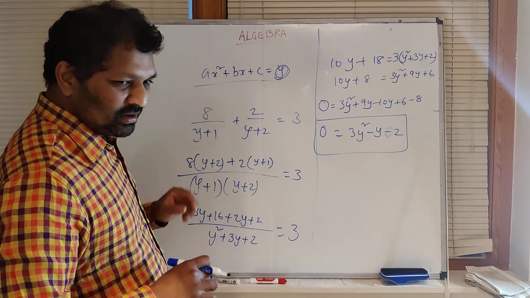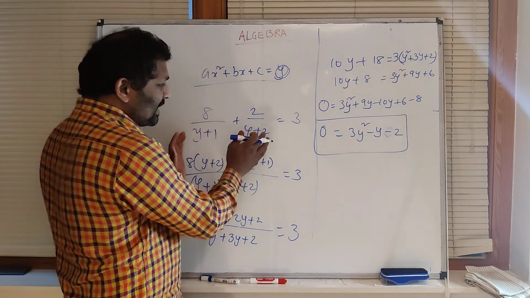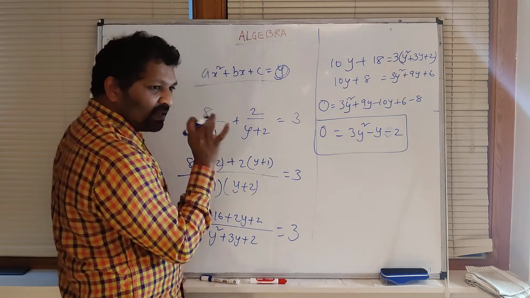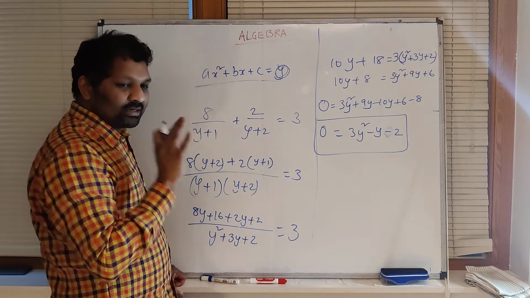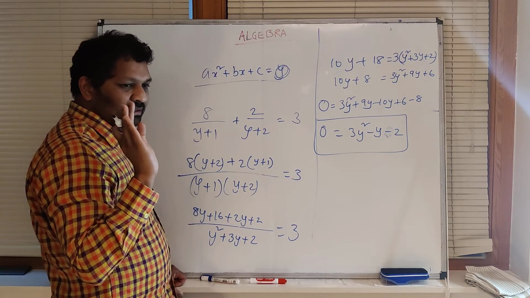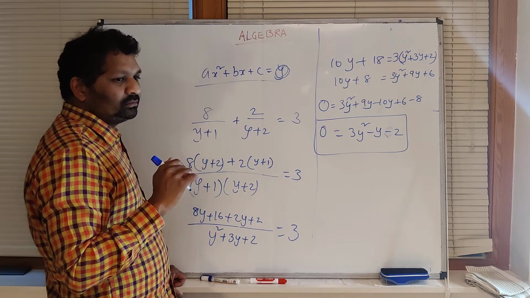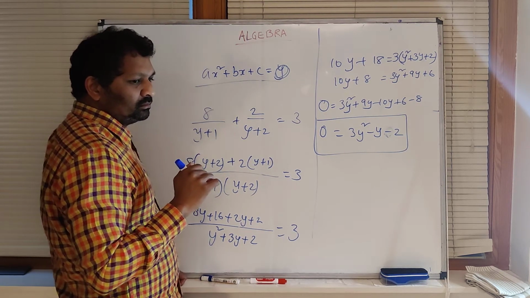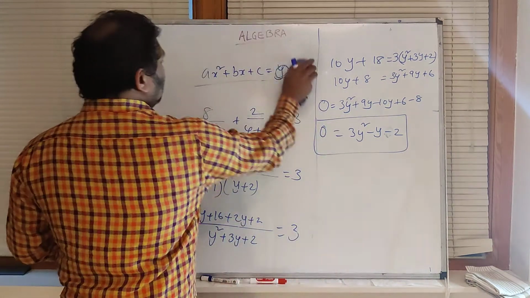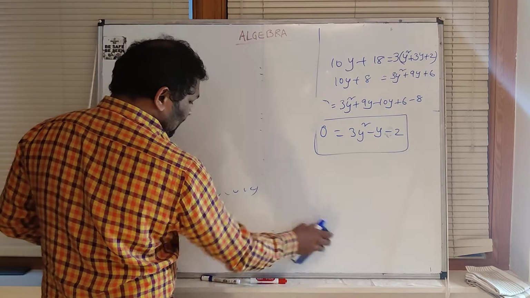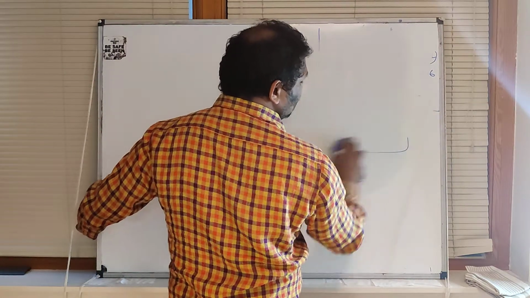By looking at it, can you say it is a quadratic equation? Yeah, because there is a y square term: when you take an LCM, y and y get multiplied, so you will get a y square term. That's enough to conclude that this is a quadratic equation. Then you solve that and you will get two values of y.